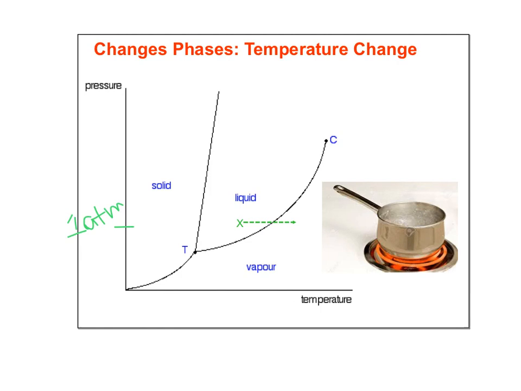And we just heat it up. So I'm going to keep pressure the same. We're still sitting in the same room. We heat it up, and you can see we're going to cross that boundary between liquid and vapor. We're going to boil this water. So that's one way we can change phase, is by changing the temperature.